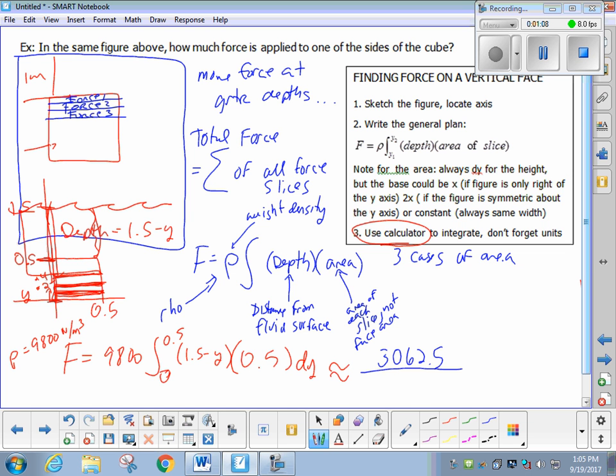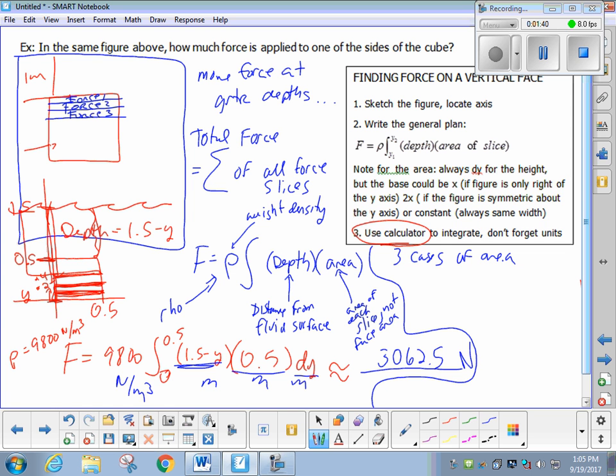3062.5. In terms of units, the weight density was newtons per cubic meter. What's the depth? Meters. What's the width? Meters. What's the height of each slice? Meters. And so newtons per cubic meter times cubic meters is newtons. All right, so the force is in newtons on the front face. Okay, now, back to the notes I was talking about.